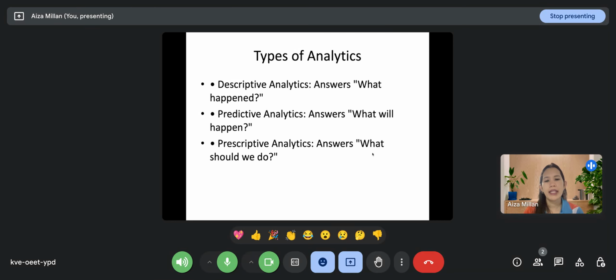And the third one, prescriptive analytics. This goes one step further. It tells you what actions to take. It uses optimization techniques and AI to recommend the best course of action. For example, recommending price adjustments to maximize profit. That's an example of prescriptive analytics.